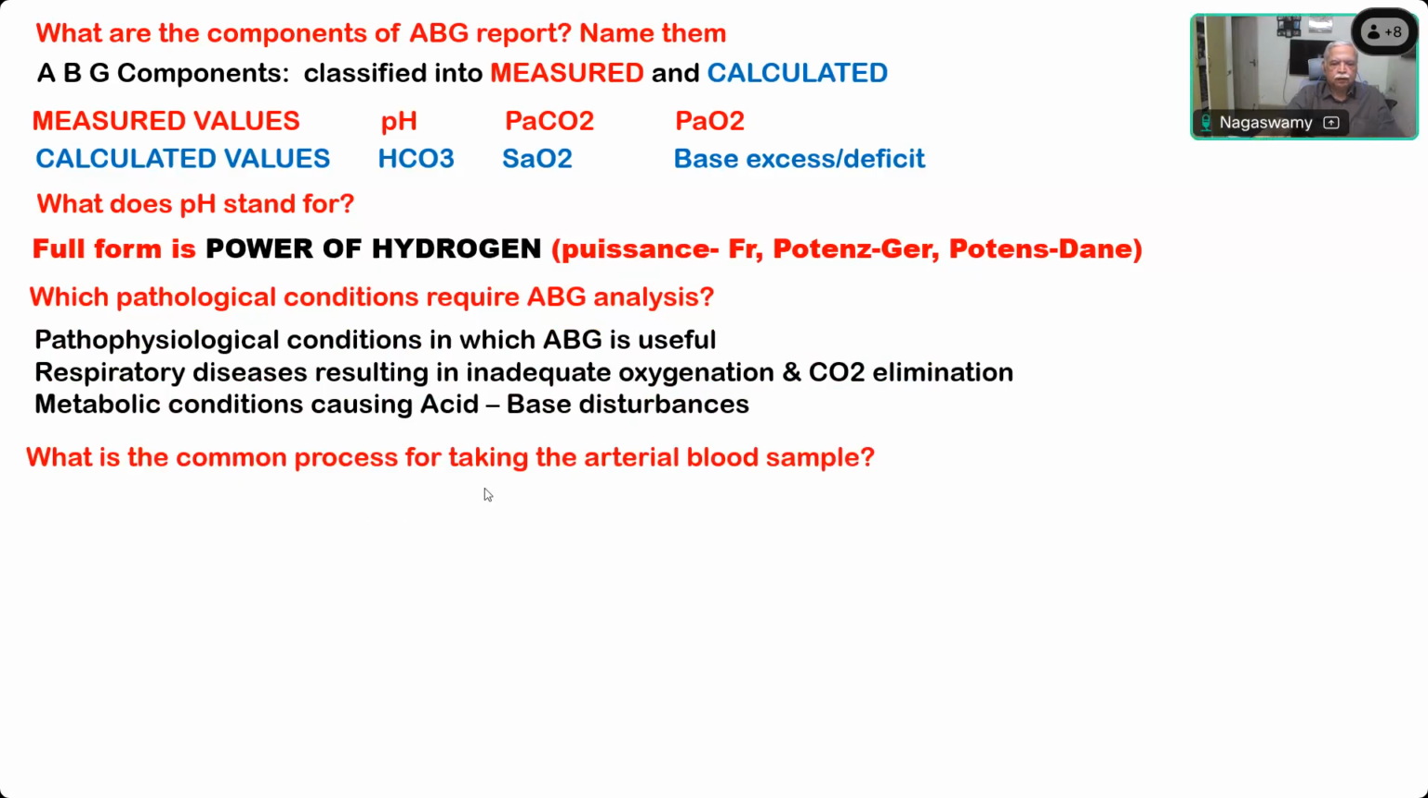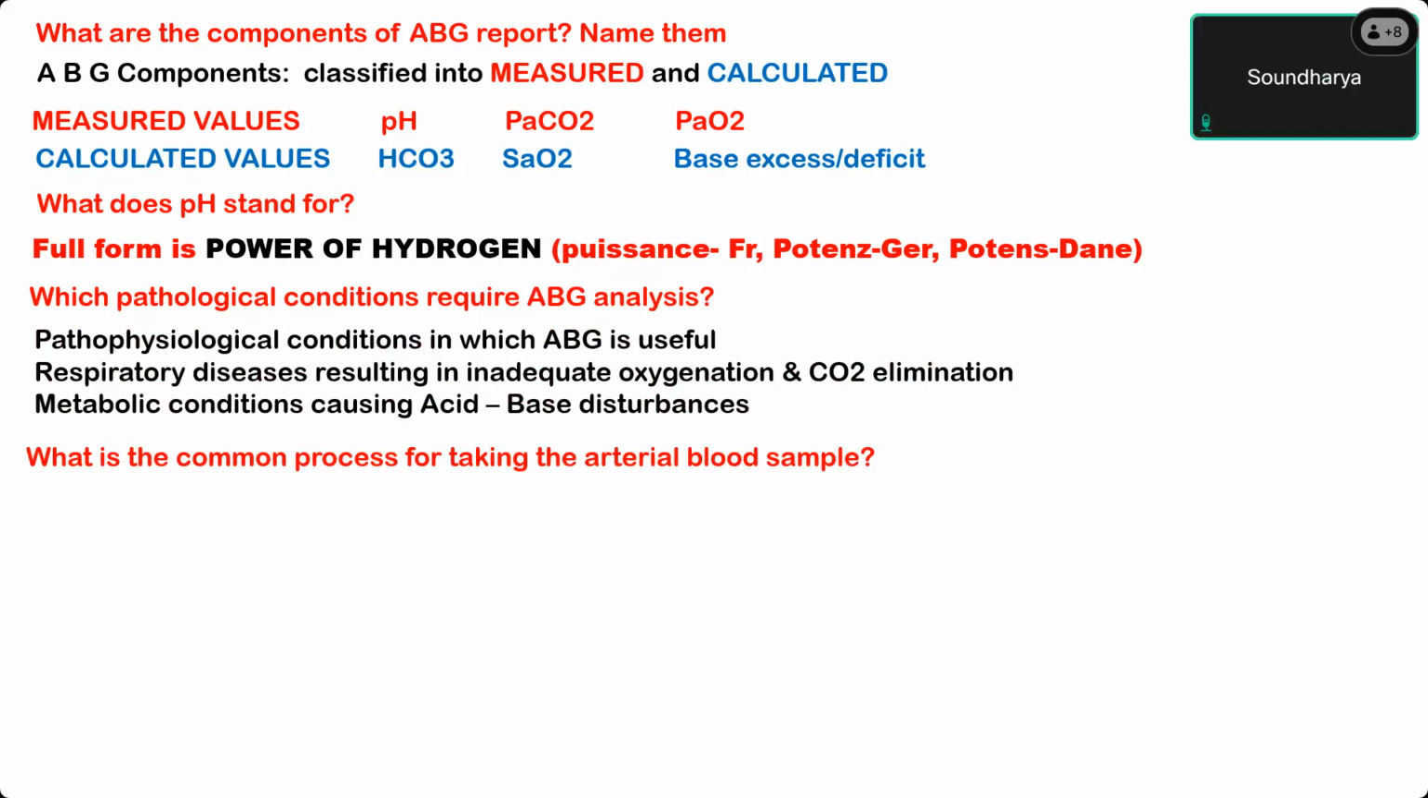What is the common process for taking the arterial blood sample? What are all the steps? I hope all of you had the experience or been trained in taking a blood gas sample, isn't it? So how do you do that? Tell me the steps of taking an arterial blood sample from a patient. First, you must explain the process to the patient and take consent, and do Allen's test. Then select which artery you want. You can take arterial blood gas from any artery, even the aorta. But where do you normally take the blood from?